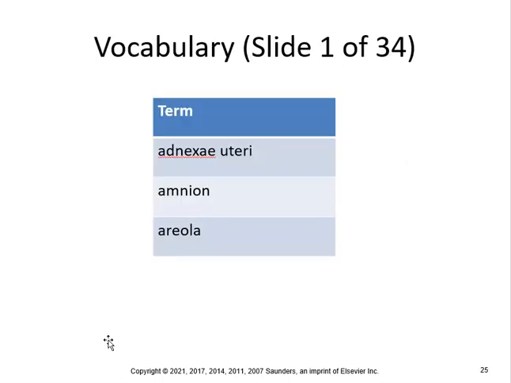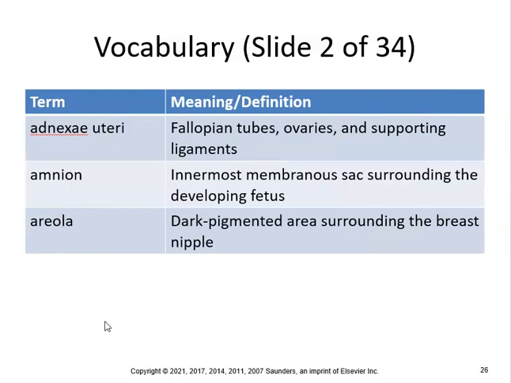Okay, now let's actually go into the vocabulary. Adnexa uteri, amnion, areola. Okay, so adnexa uteri means fallopian tubes, ovaries, and supporting ligaments. Amnion is the innermost membranous sac surrounding the developing fetus. Areola is the dark pigmented area surrounding the breast and the nipple. Now there's areolar connective tissue in your body too, so don't get that confused.